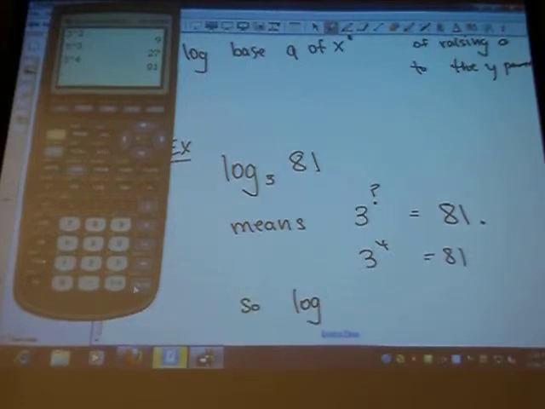So if they just ask me log base 3 of 81 equals what? It equals 4. The answer is 4 because 4 is the power. That doesn't sound too bad. So how do we type that into the calculator?